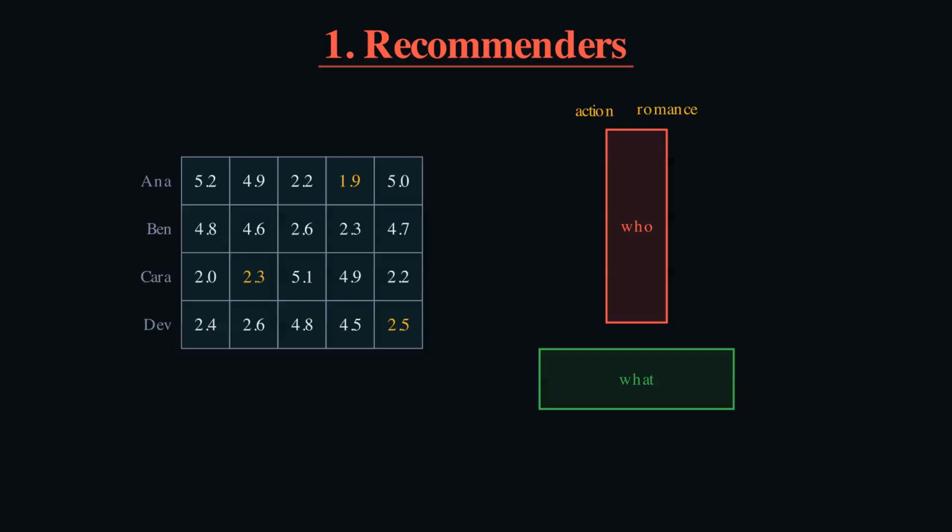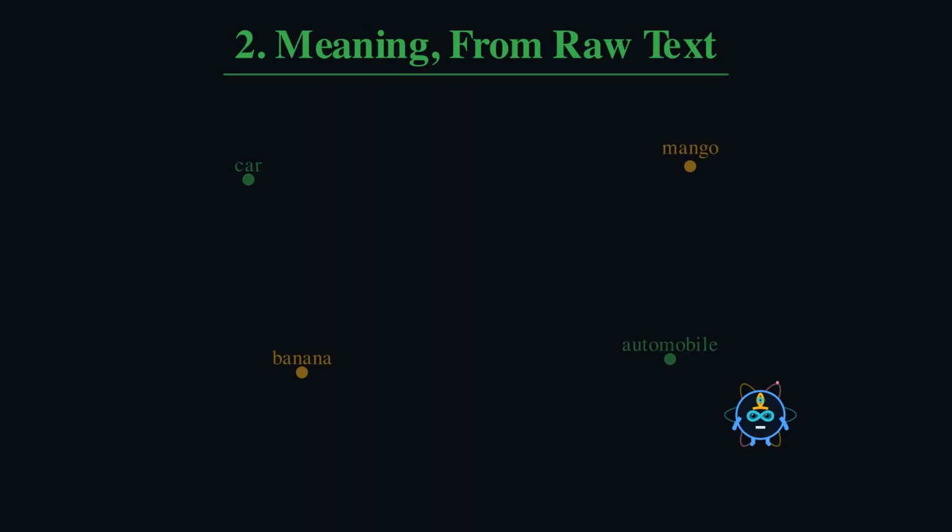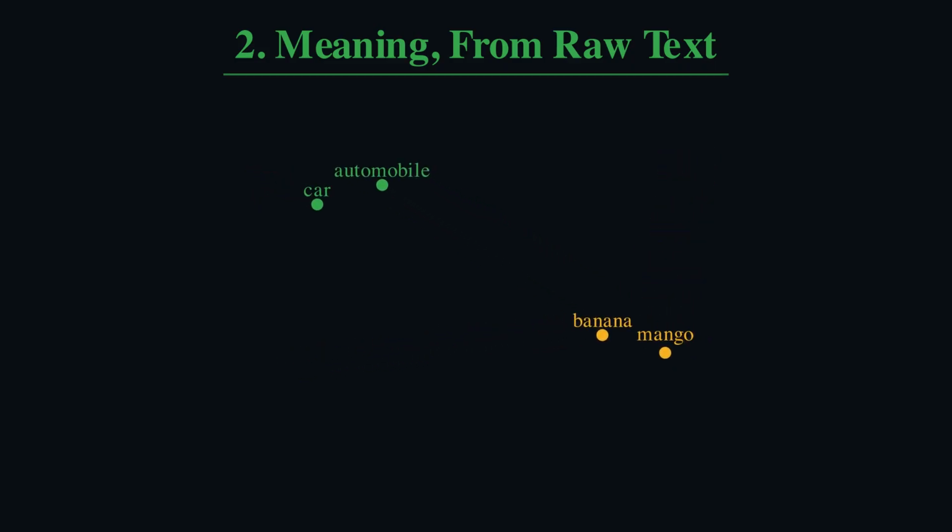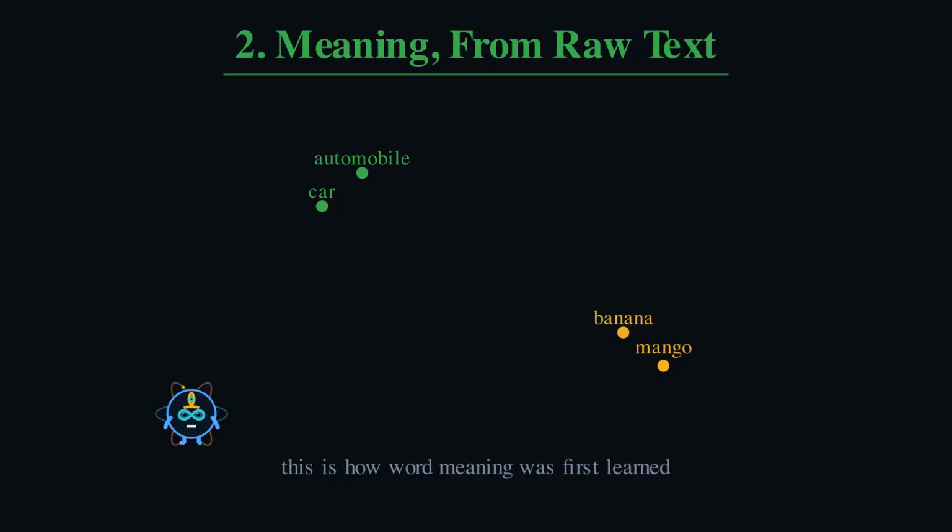Take a giant table of which words appear in which documents. Raw, it is noise, words scattered with no structure. Now keep only the top few singular directions and throw the rest away. Words that mean the same thing collapse onto each other. Car and automobile land together without anyone ever defining a synonym. That is latent semantic analysis, the direct ancestor of every word embedding your models use today.